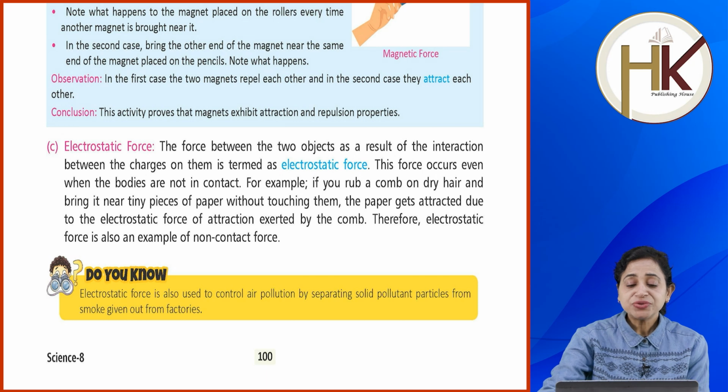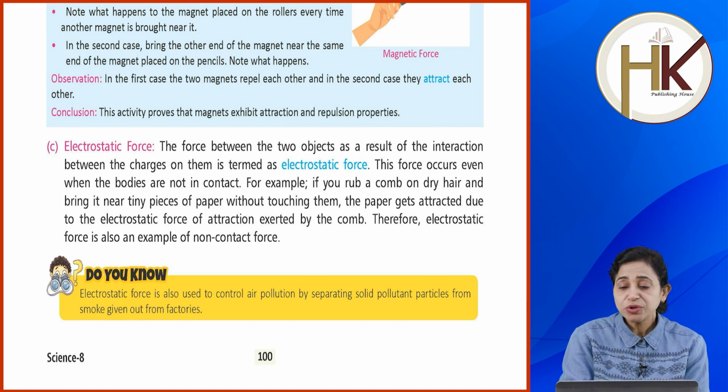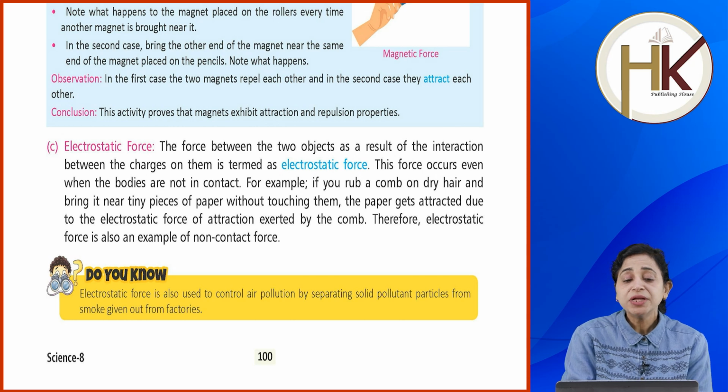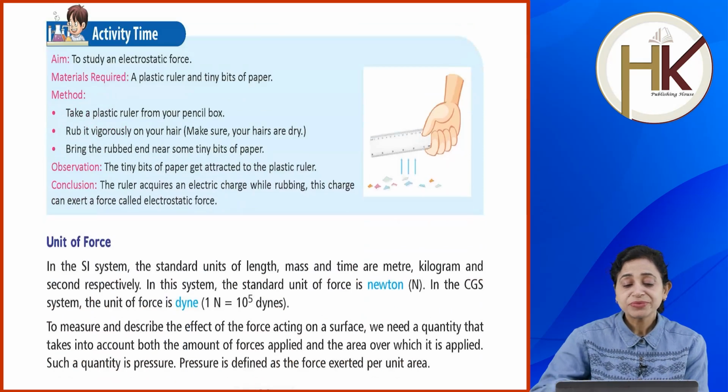Do you know, electrostatic force is also used to control air pollution by separating solid pollutant particles from smoke given out from factories. Activity time. Aim: to study electrostatic force. Materials required: a plastic ruler and tiny bits of paper.